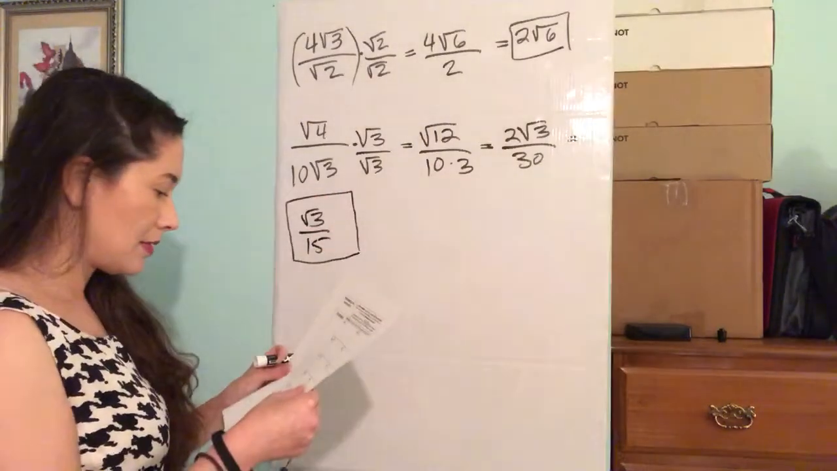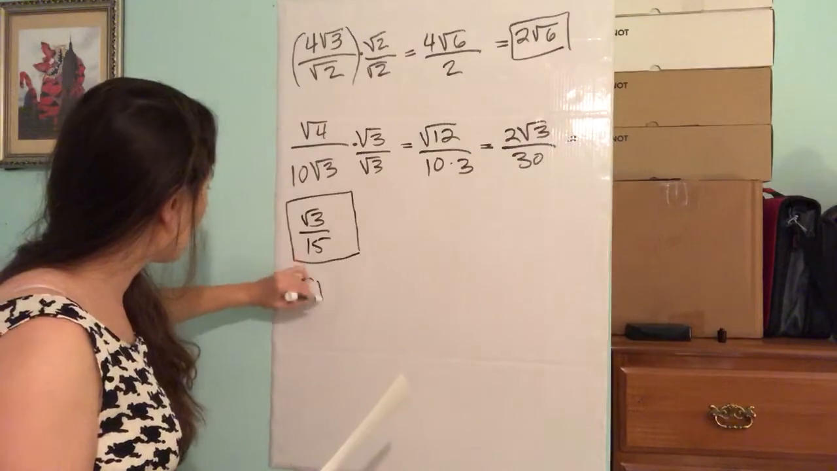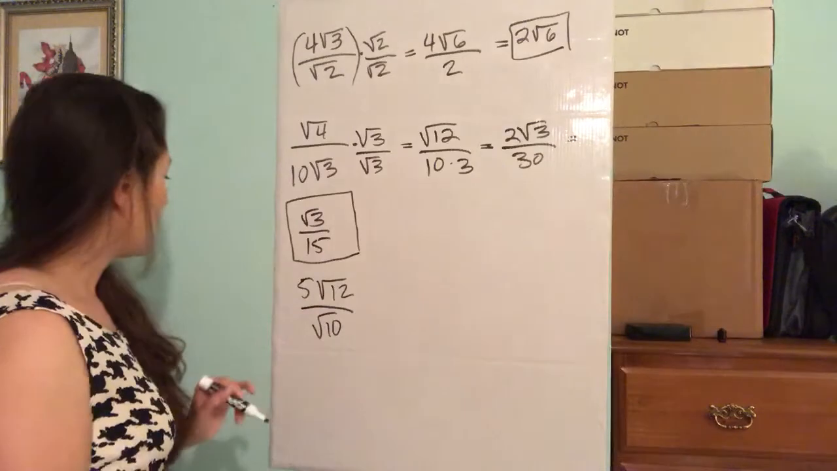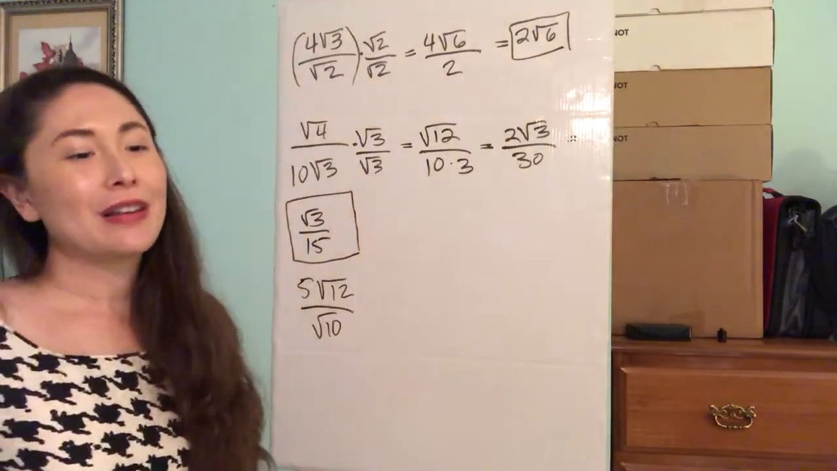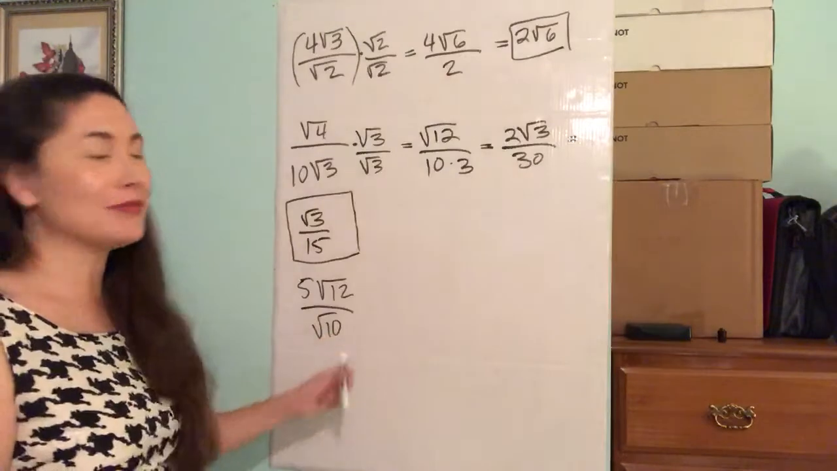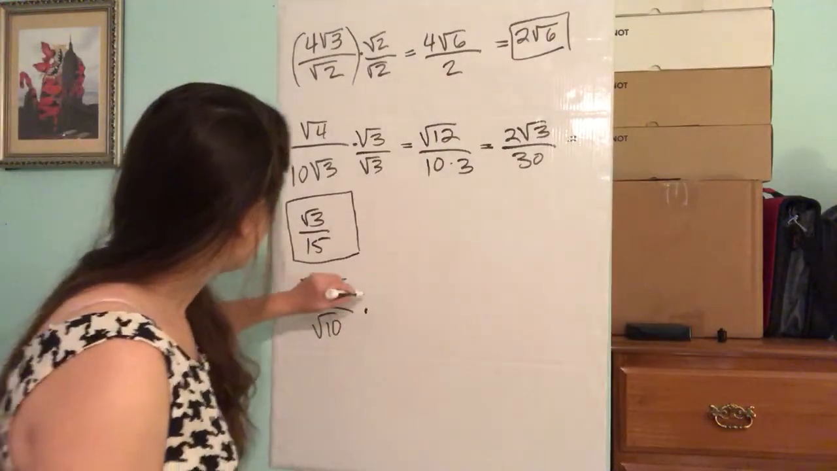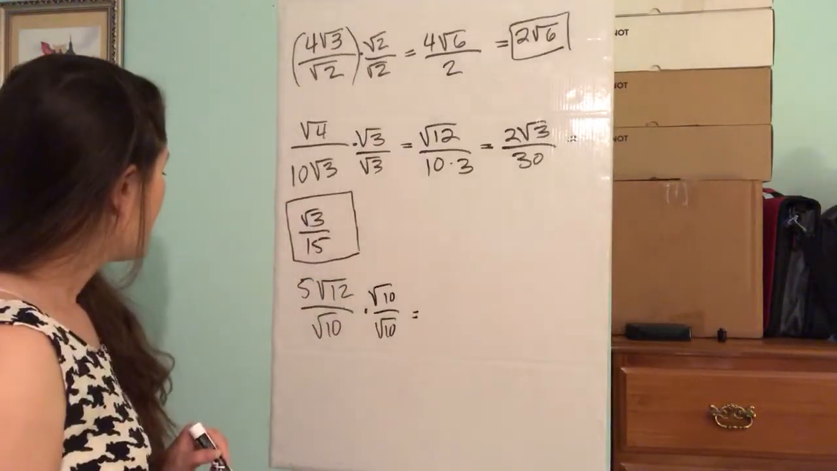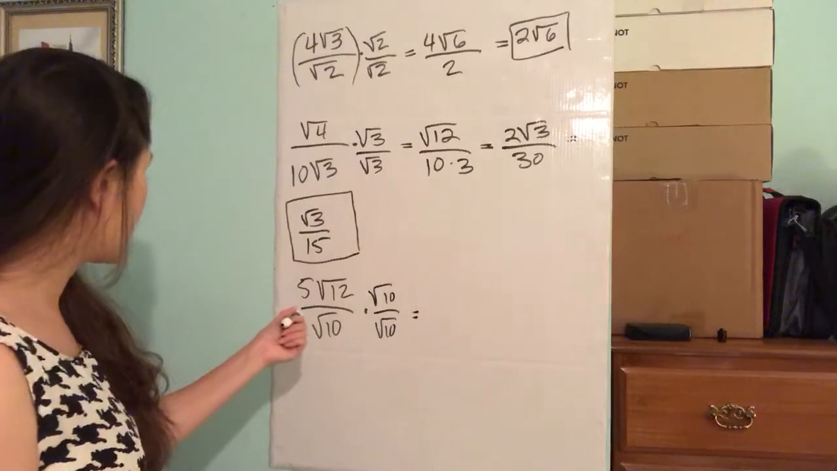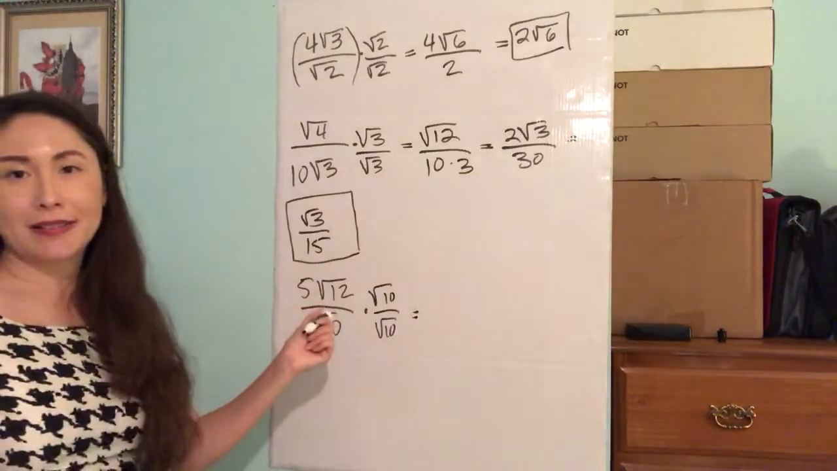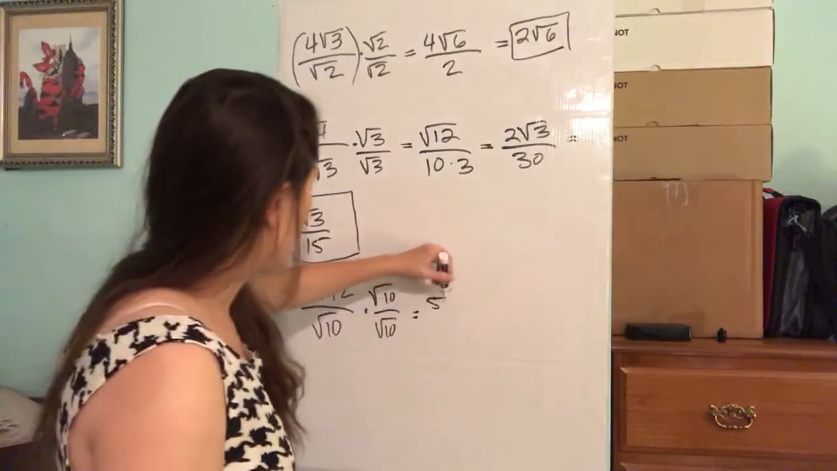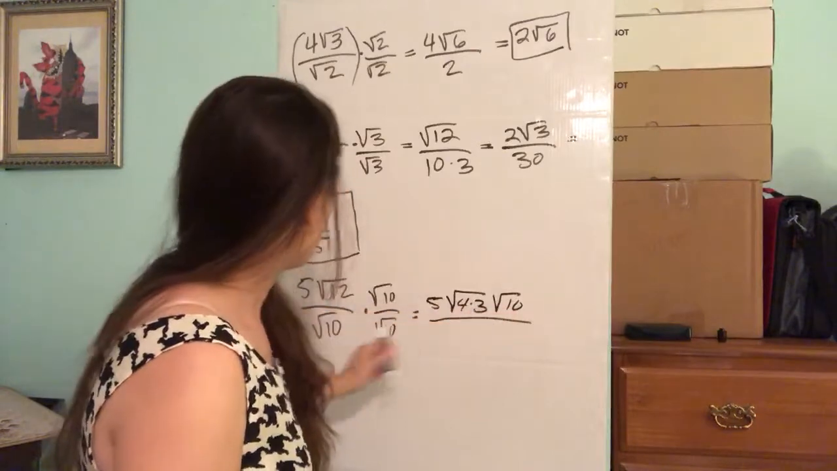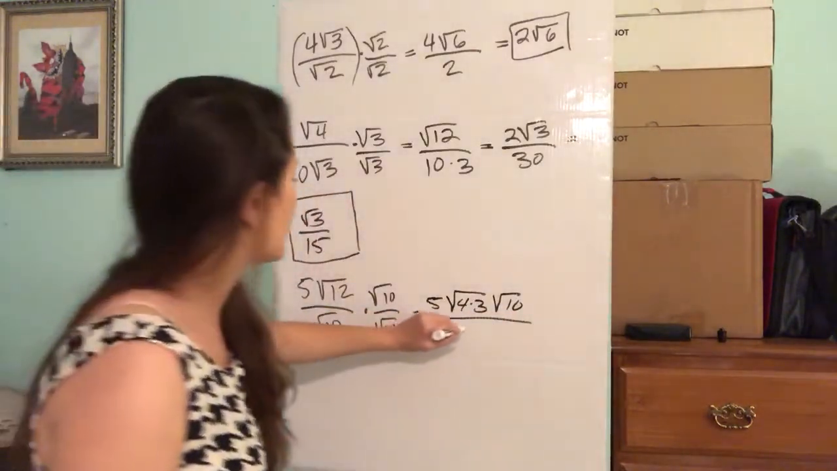One more. We've got 5 times square root of 12 over square root of 10. So what do we do? We multiply top and bottom by square root of 10. Square root of 10, square root of 10. First of all, I look at this and I think, okay, this 12 can be broken down into, I'm just going to write here, 4 times 3, right? And then square root of 10. And square root of 10 times square root of 10 is 10, of course.